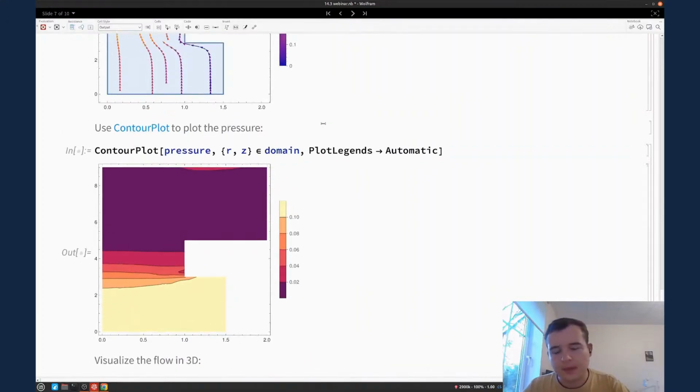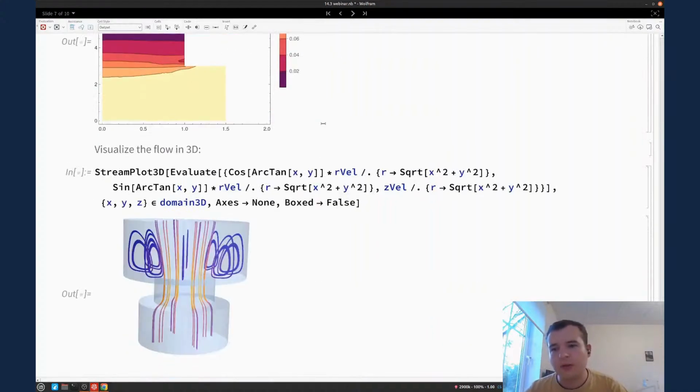So even though we were actually dealing with a 3D problem, we reduced it to just 2D thanks to the axisymmetric assumption. But at the beginning we started with a 3D problem. So here we have a visualization of the solution in 3D using the StreamPlot3D.